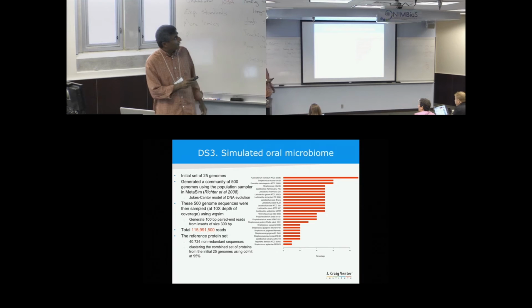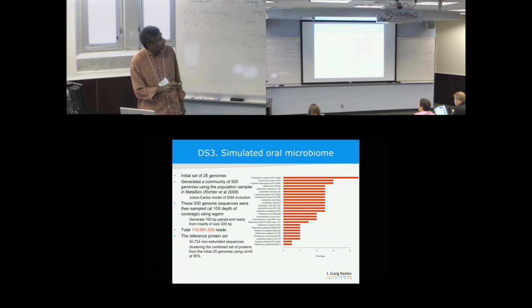This is a pretty simple model where what we did was, we started with 25 genomes, in this case from the oral microbiome community. And then we let them evolve using a Duke-Scanther model of evolution using Metasim. And then out of that, we generated about 500 genomes, did a shotgun sort of sampling of them, if you will, and generated 100 base pair reads. And that's sort of what went as input to each of these methods.